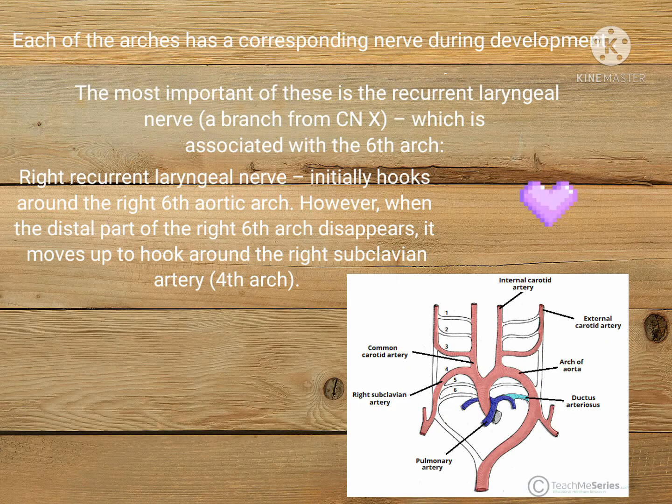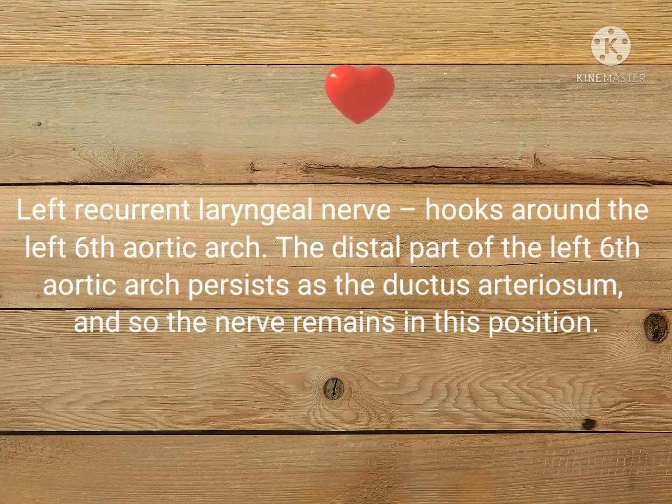Each of the arches has a corresponding nerve during development. The most important of these is the recurrent laryngeal nerve, a branch from CN10, which is associated with the 6th arch. Right recurrent laryngeal nerve initially hooks around the right 6th aortic arch. However, when the distal part of the right 6th arch disappears, it moves up to hook around the right subclavian artery, 4th arch. Left recurrent laryngeal nerve hooks around the left 6th aortic arch. The distal part of the left 6th aortic arch persists as the ductus arteriosus, and so the nerve remains in this position.